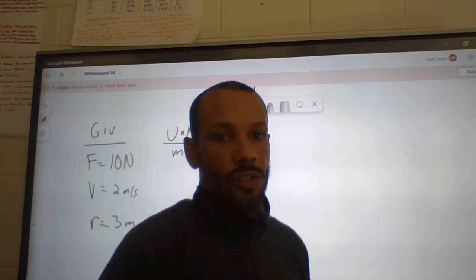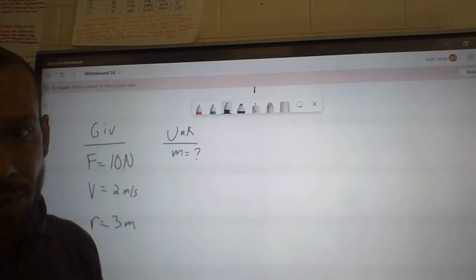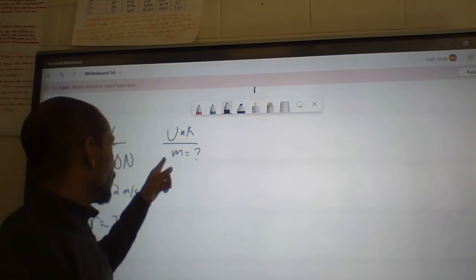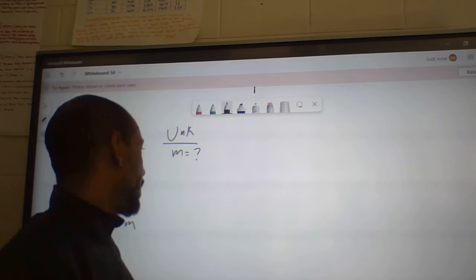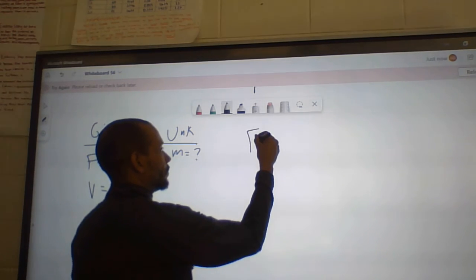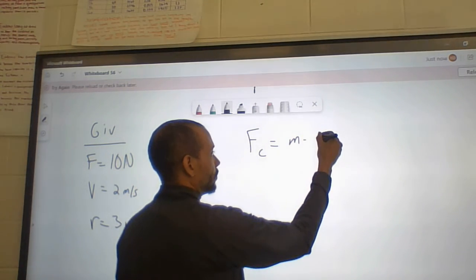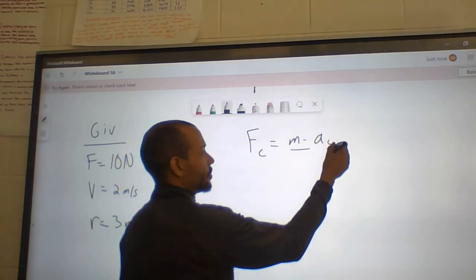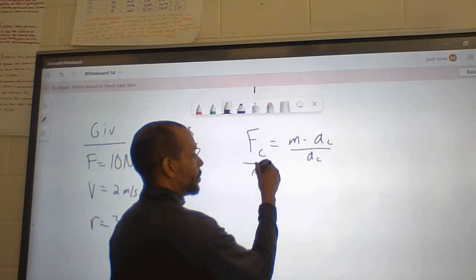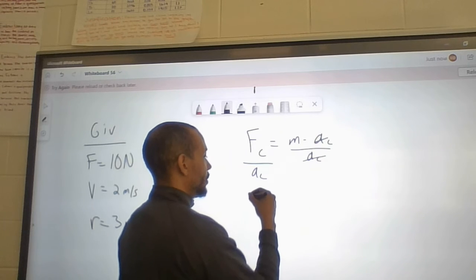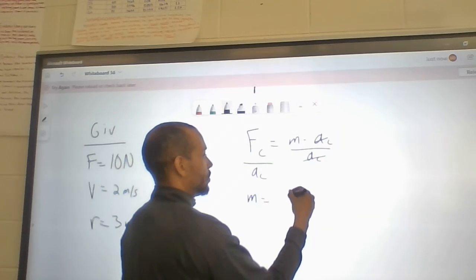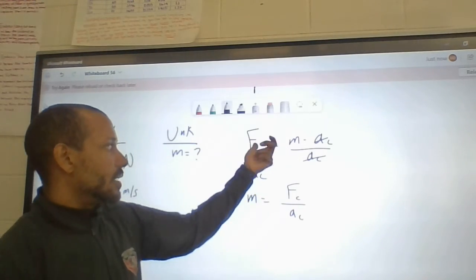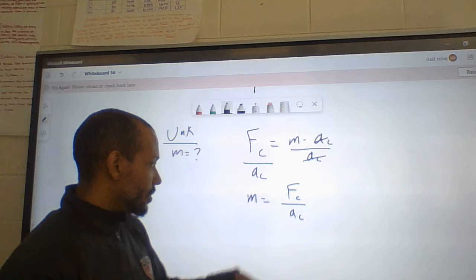All right, and then the same thing on this one. I'm just going to set it up, and then from there, you'll have to make sure that you get it into the calculator correctly. So for this one, they want to know what is mass. So I'm already thinking I need that force equation. All right, then from here, the only thing attached to mass is centripetal acceleration. It's multiplied on, so I divide it off. And then now we have mass is equal to FC over AC. We just flip-flopped it. A equals B is the same as B equals A.